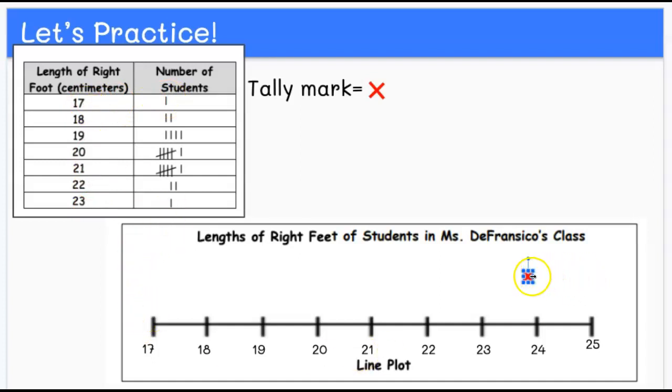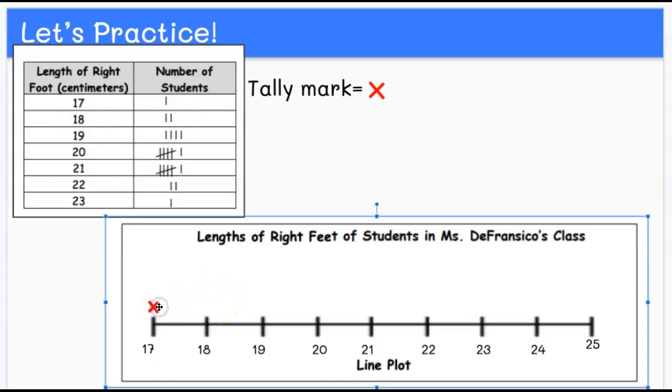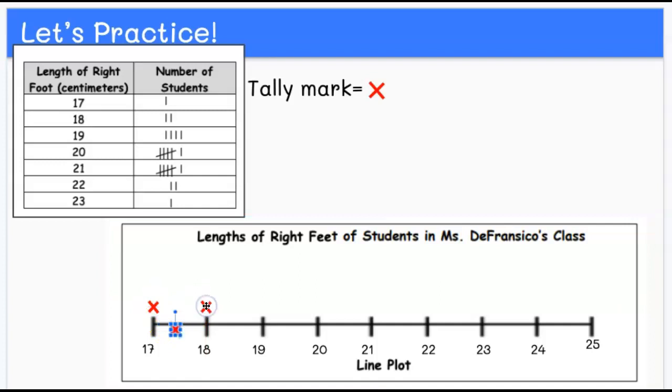So I am going to put 1 X by 17 centimeters. I see 2 students had an 18 centimeter foot. So I am going to put 2 X's by 18 centimeters. 1, 2. Remember the X's stand for how many students. Each student is an X or each student is a tally mark. I see there are 4 students who had a 19 centimeter foot. So I need to put 4 X's by 19 centimeters.